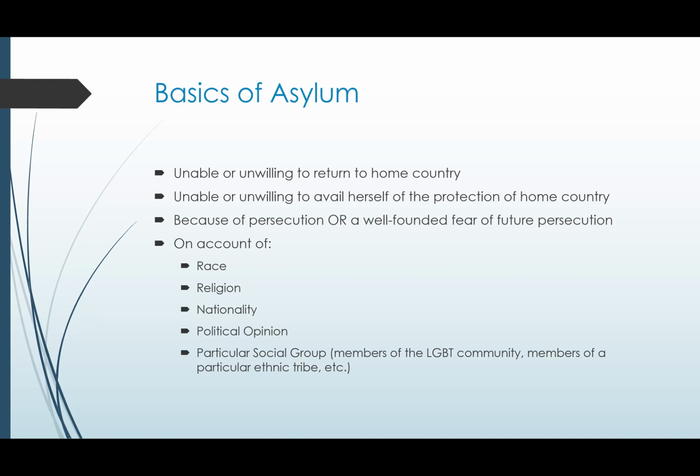And that persecution has to be on account of one of 5 things: their race, their religion, their nationality, their political opinion, or their membership in a particular social group, which I won't even get into the law underlying. But to give you some examples, membership in a particular social group would include things like members of the LGBT community or members of a particular ethnic tribe in Nigeria. That's what a particular social group would be.